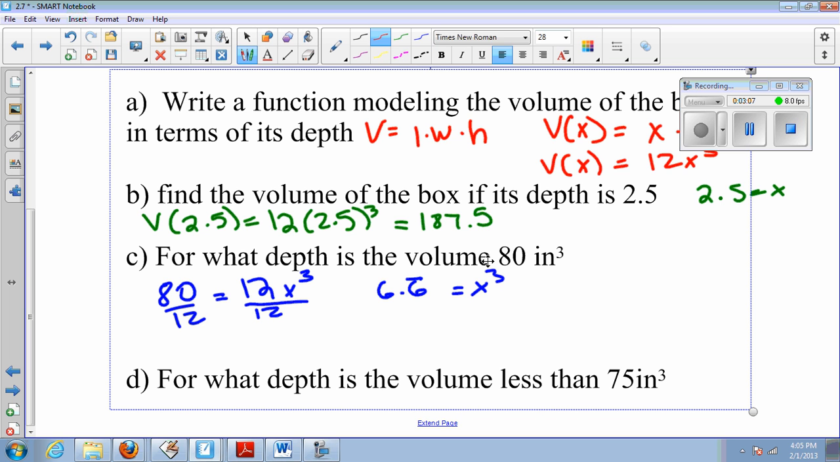To solve for x, we have to cube root both sides. And there is a function on your calculator to do this. If you need help, let me know. So we get x to be 1.88 inches.